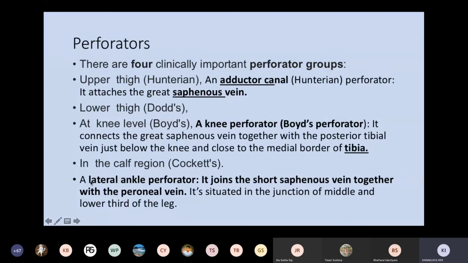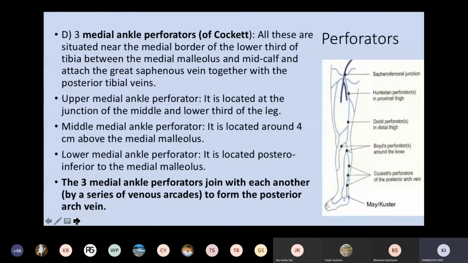What you have to remember is this, that there is a lateral ankle perforator. It joins the short saphenous vein once again to the peroneal vein. If you remember, there is a peroneal branch of which artery? Okay, find out. This is your homework. So that artery is accompanied by the peroneal vein. So it joins the short saphenous with peroneal, and the peroneal will join then again either the popliteal vein or the posterior tibial vein. Right. Now these are the three ankle perforators.